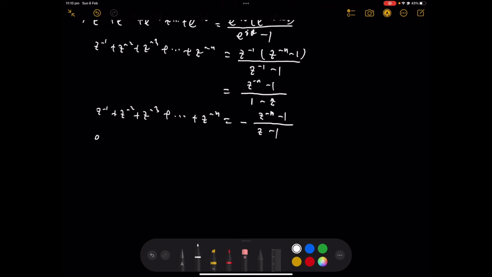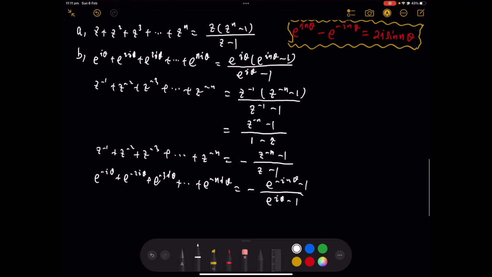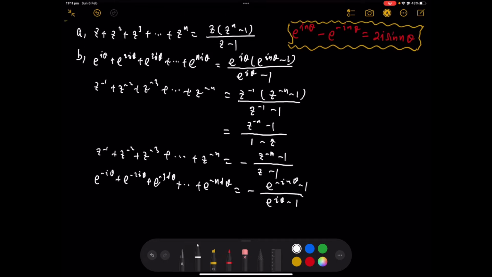So I get e^(-iθ) here, and e^(-2iθ), and e^(-3iθ), dot dot dot, plus e^(-niθ). So that will be equal to negative (e^(-inθ) minus 1) over (e^(iθ) minus 1). Right, so I actually made two expressions which are ready to use with the red formula. If I have e^(inθ) minus e^(-inθ), then that will give me sin nθ.